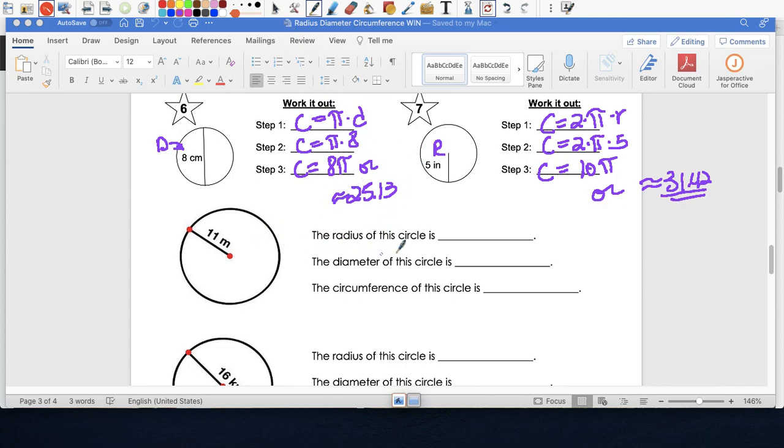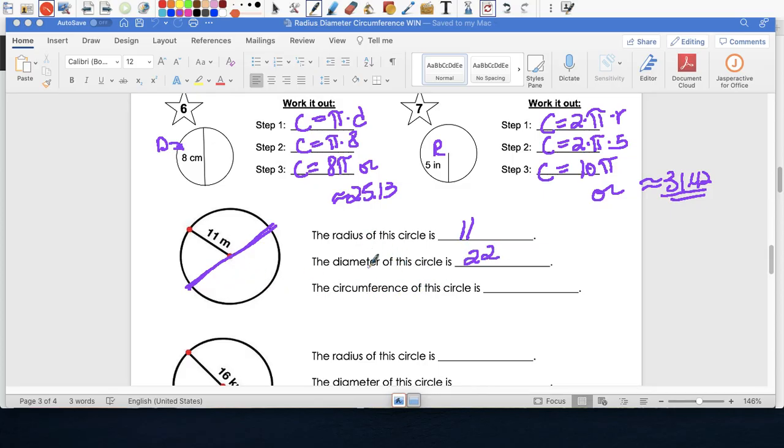Let's do the next one. The radius of the circle is given to me. Look, that's the radius. It's 11. What's the diameter? Well, the diameter would be a line that's right straight through the middle. So if the radius is 11, the diameter is going to be double that. So the diameter is 22.